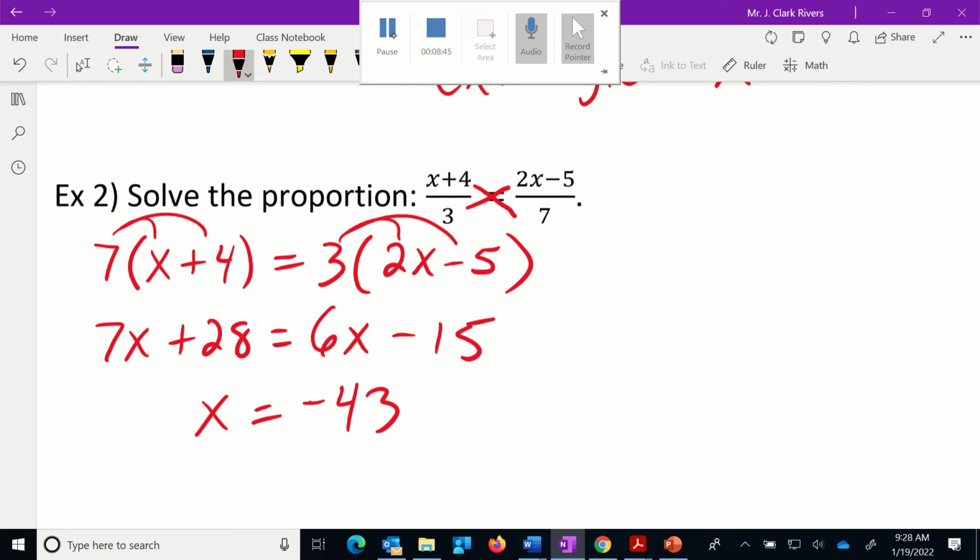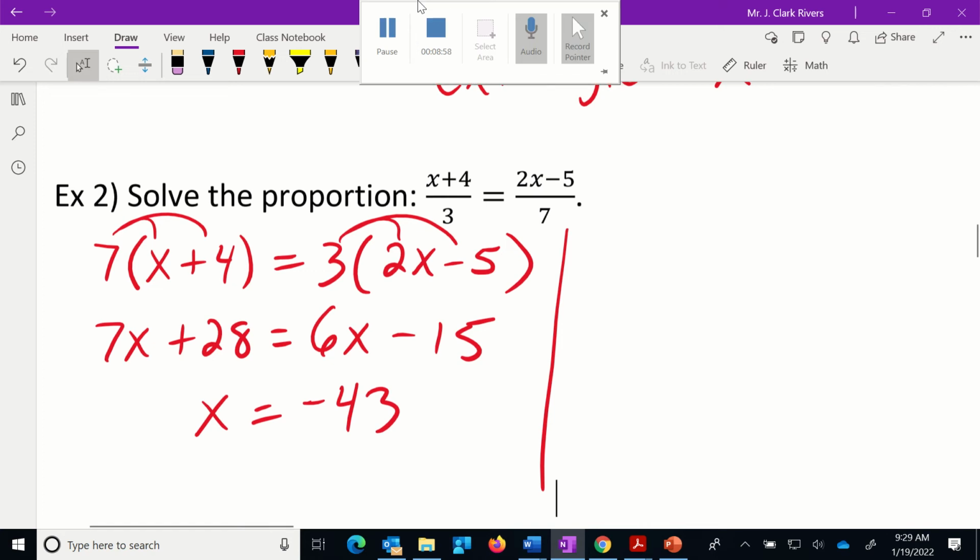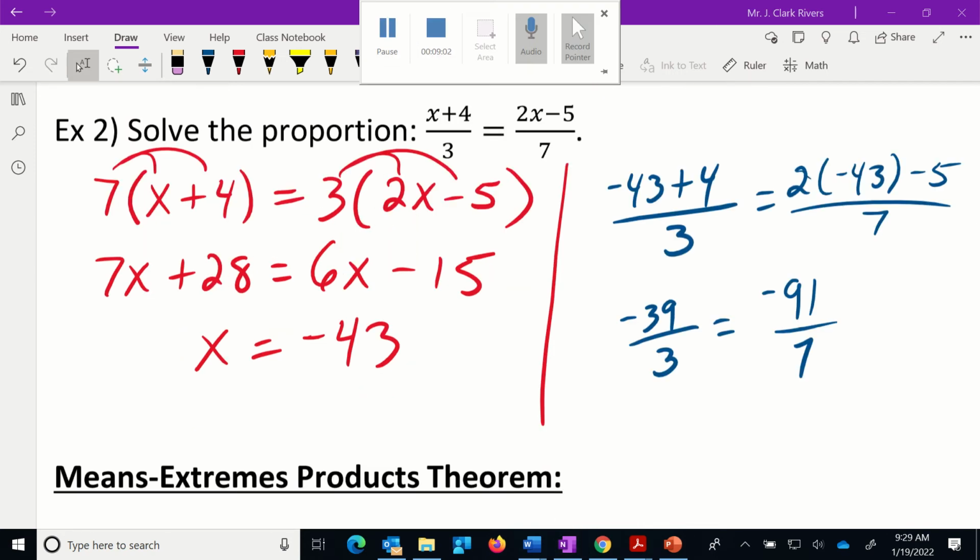Take a moment now and check this. How can you check it? Anybody have any ideas? Plug it back in. So plug in negative 43 into the original and see if those two ratios are in fact equal to each other. They should be if you did everything right. And so when we sub back in, we find out that negative 13 is in fact equal to negative 13. And yep, that checks out. Very good. Any questions here?